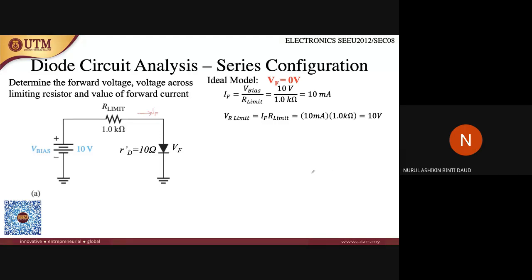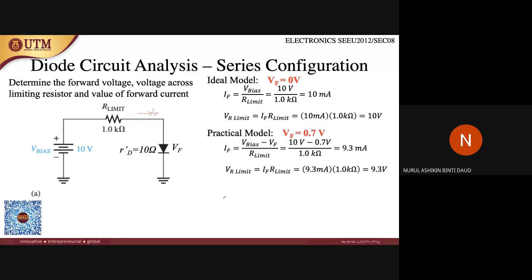I think for the ideal model it's very easy because you do not consider the diode at all here. You assume that there is no diode here. But for the practical model, this one, right? For the practical model, you have to consider the diode here.